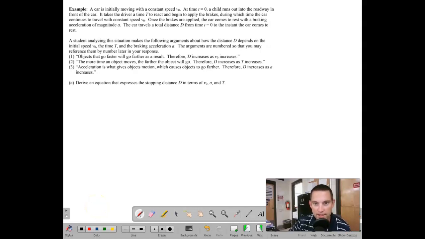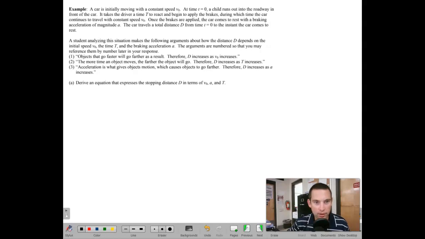A car is initially moving with a constant speed v naught. At time t equals 0, a child runs out into the roadway in front of the car. It takes the driver time big T to react and begin to apply the brakes, during which time the car continues to travel with a constant speed v naught. Once the brakes are applied, the car comes to rest with a braking acceleration of magnitude a. The car travels a total distance big D from time t equals 0 to the instant the car comes to rest.